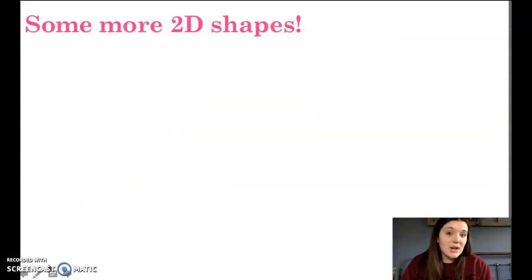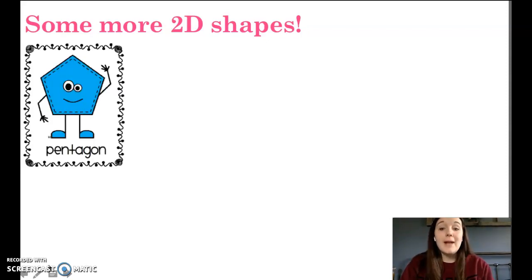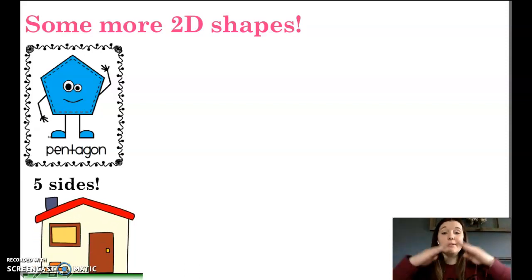Okay, so the last thing that I want to teach you today are just some more 2D shapes. They're not the ones that we're really focusing on, but they're just ones that I want to mention so that you know what they are. So a pentagon. A pentagon has 5 sides, and a real life example is a house. It has 2 sides that go like this at top, and then a square on the bottom.